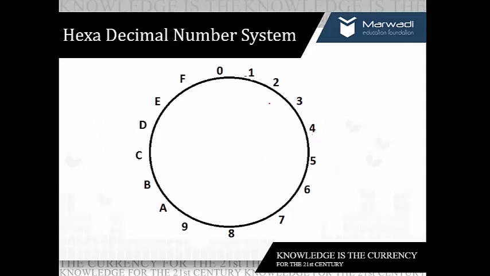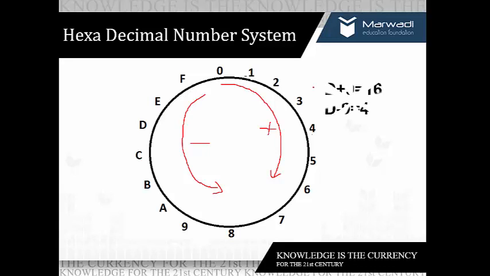This is the wheel of the hexadecimal number system. For simplicity, remember that whenever we perform addition, we will be moving in the clockwise direction, and whenever we perform subtraction, we will be moving in the anti-clockwise direction. Anti-clockwise for subtraction and clockwise for addition.